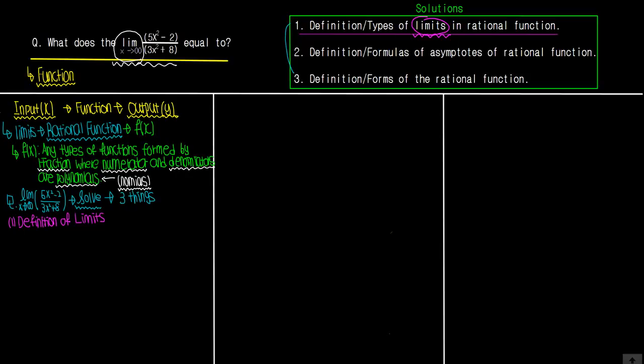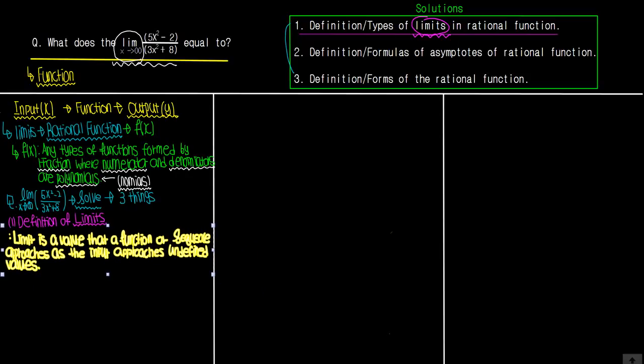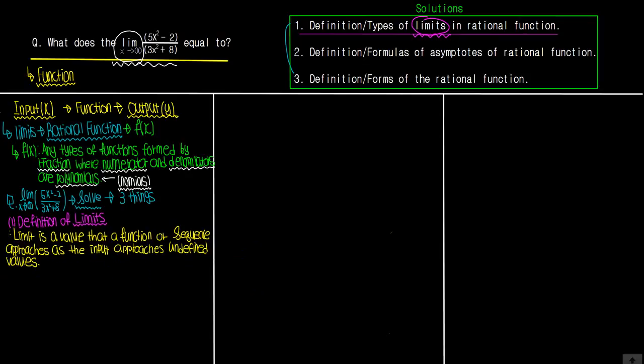So the first thing that we're going to talk about is the definition of limits in our rational function. The definition of a limit is a value that a function or sequence approaches as the input value, which is our x value, approaches undefined values. From the definition, we might also think about the types of limits, which means the cases of limits in our rational function.